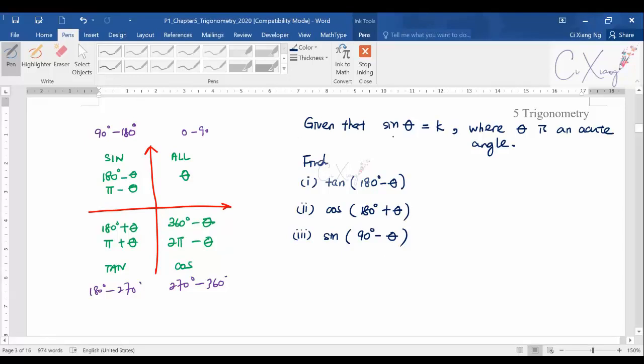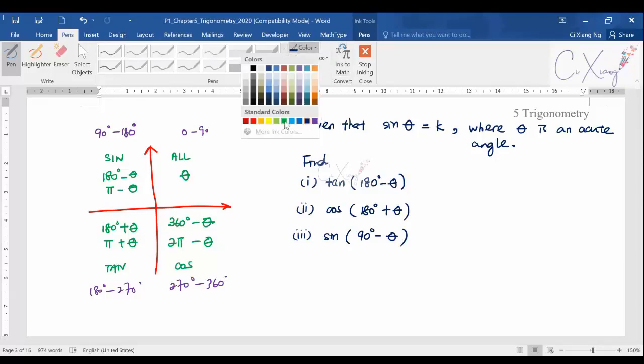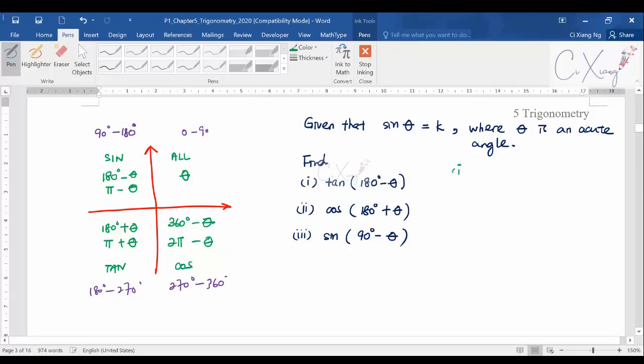Okay, all right, so again, if let's say they give you sine theta equals to k, how are you going to find out all the values here? All right, without calculator, because actually calculator won't help you anymore in this kind of question, right? So you have to know all the basics here. Okay, all right, so first we look at the first part. Okay, so first example, they want you to find out tangent 180 minus theta.